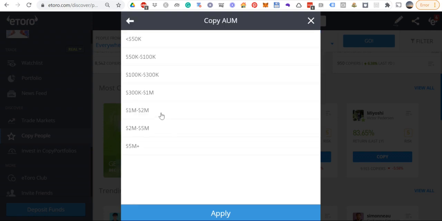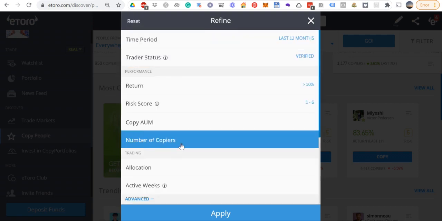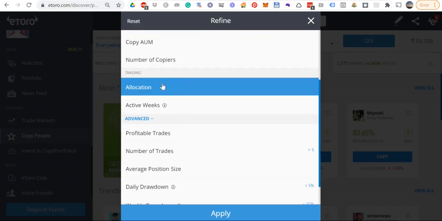Copy assets under management. Again, this is how much money they've got allocated to them as investors who've invested with them, who are copying them. You might want to do some experimental searches to see what comes back for the bigger investors as opposed to the smaller investors. But these investors might be newer, simple as that. So I won't attach too much importance to that. Same with number of copiers.